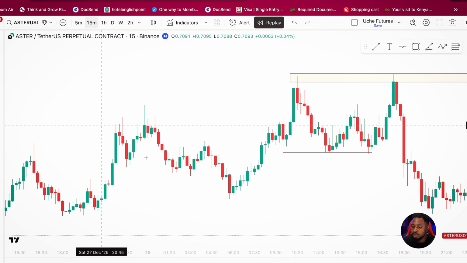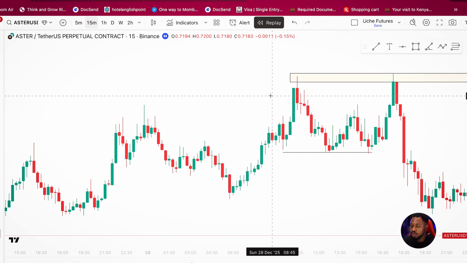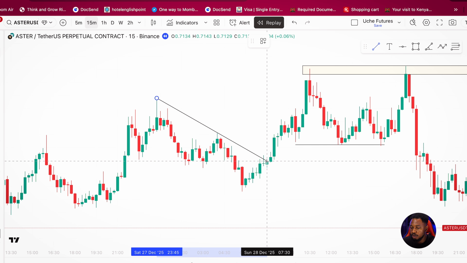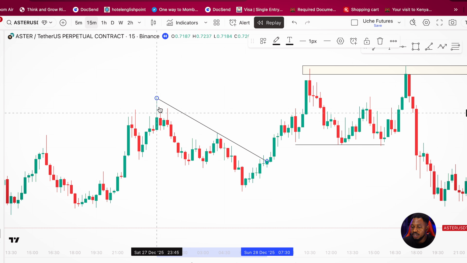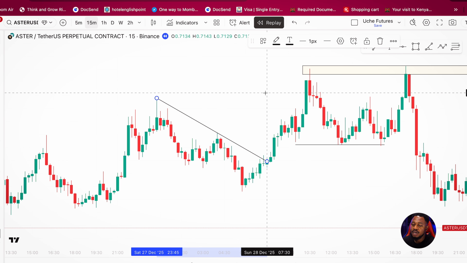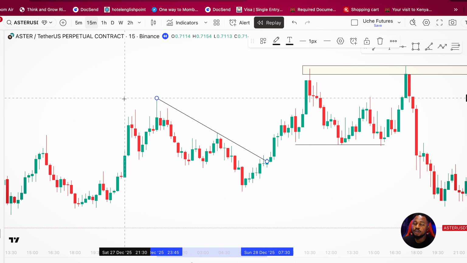Let me also show you the third one, which is the trend line liquidity. If you look right here, this is a good example of trend line liquidity. So the market went up, came down, came back again to this trend line, and retraced, came back again and swept above it. So every time we have a trend line, it is obviously going to break.